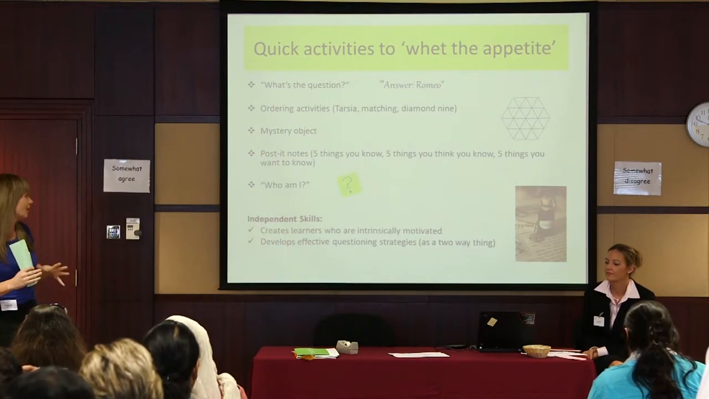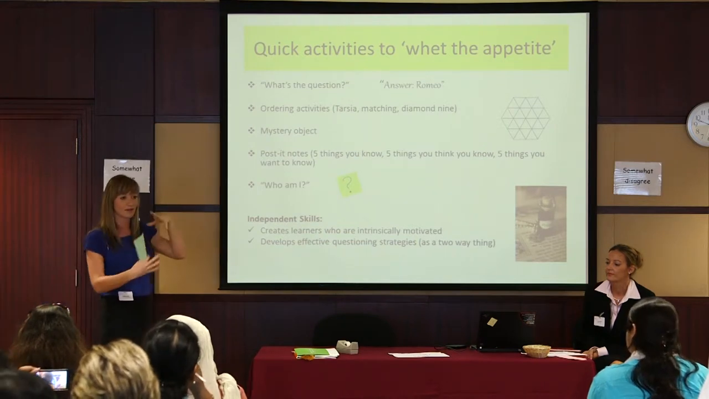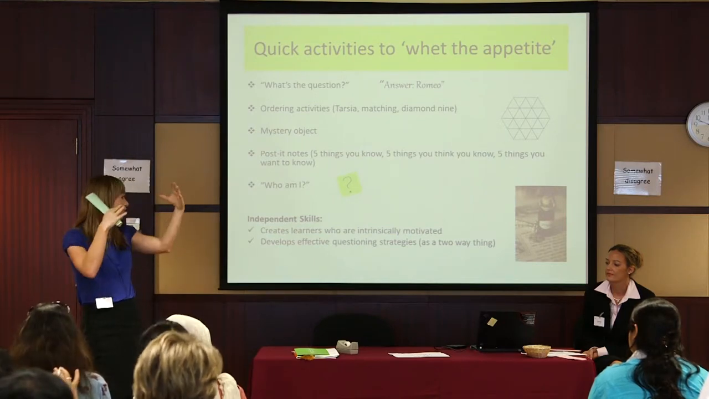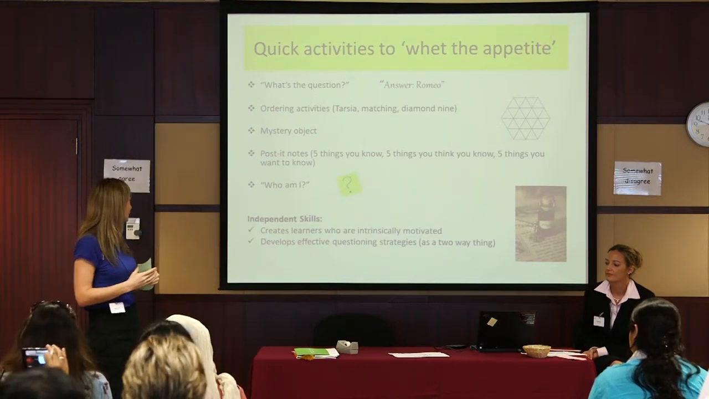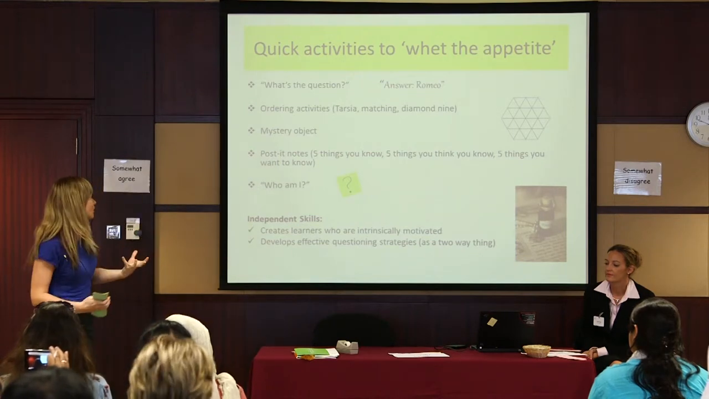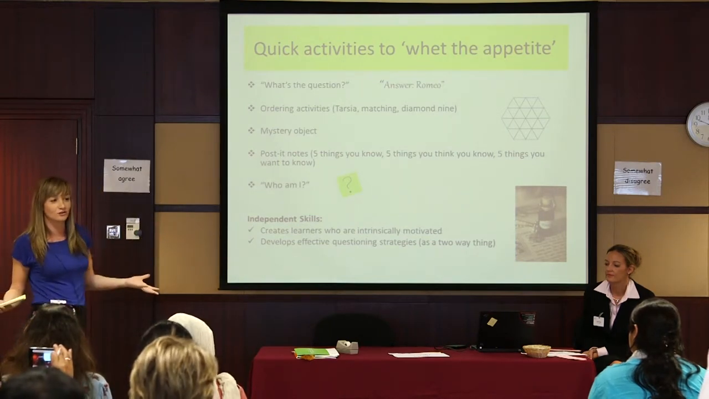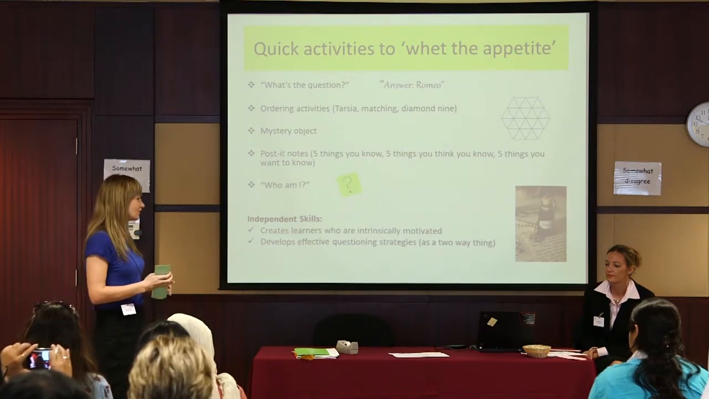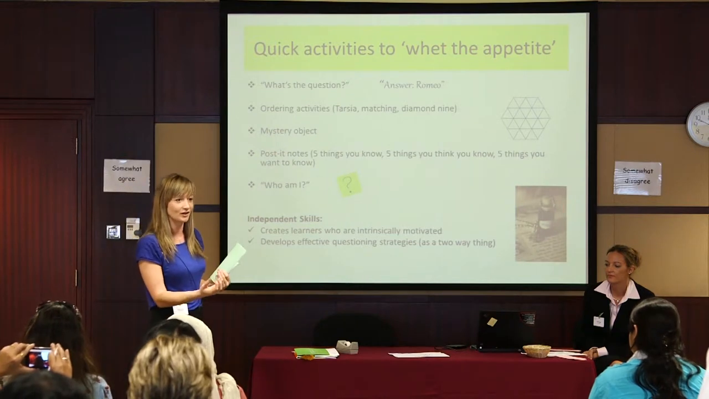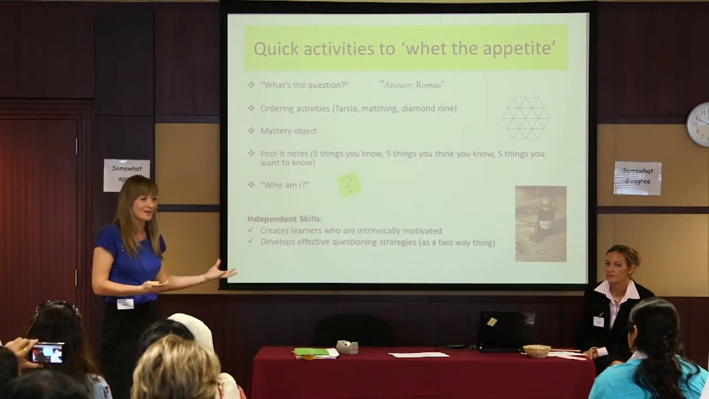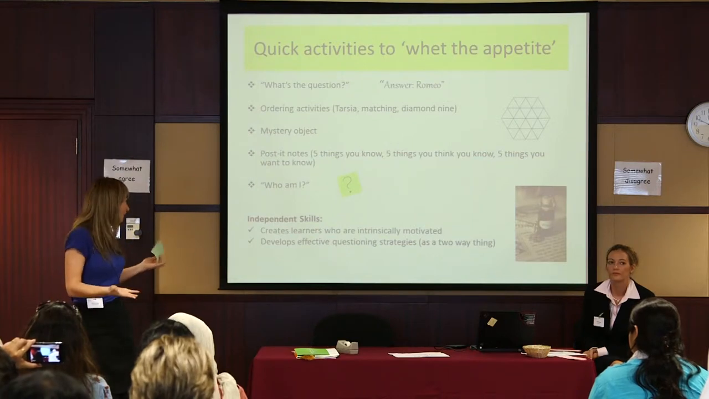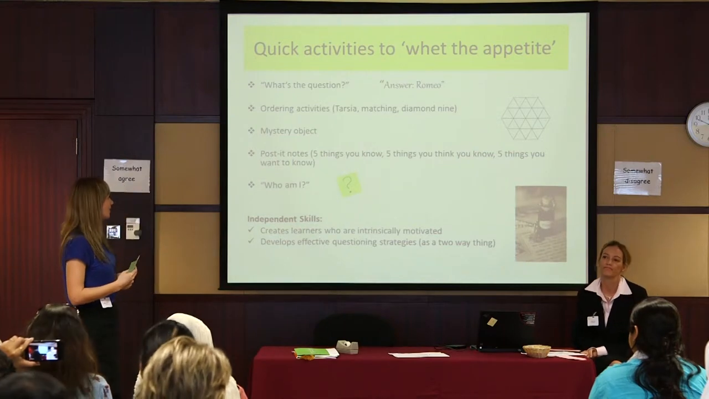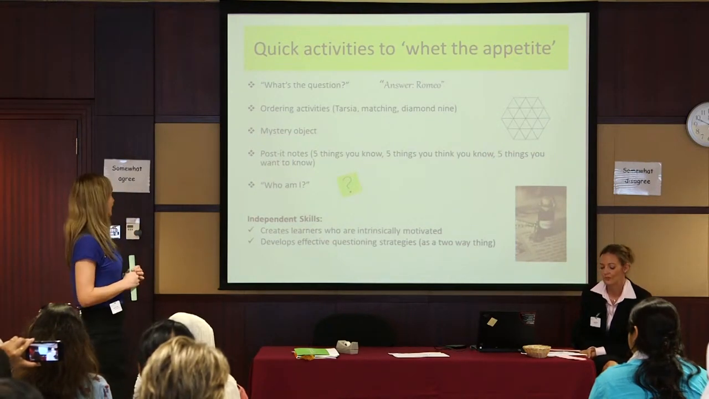Ordering activities, Diamond 9 in particular is an effective one, getting again that evaluative thinking, ordering where they think what is most important, whichever topic it may be. The mystery object to whet the appetite, if you're starting a new topic, if it's a new book, perhaps having that mystery object on the table, getting the students asking the questions again. Who might own this hat? Who might have used this little vial of poison here? Okay. Just getting the students asking questions again.